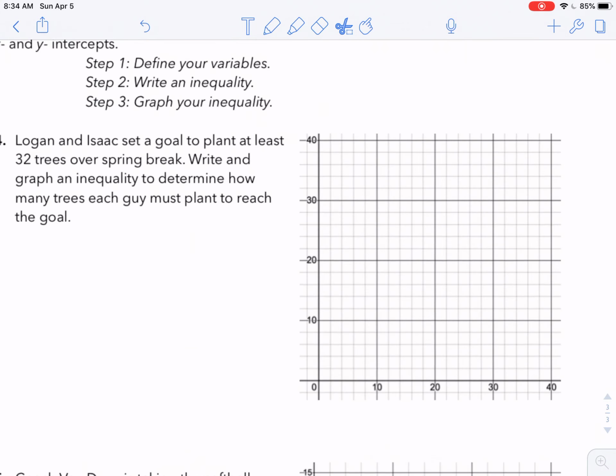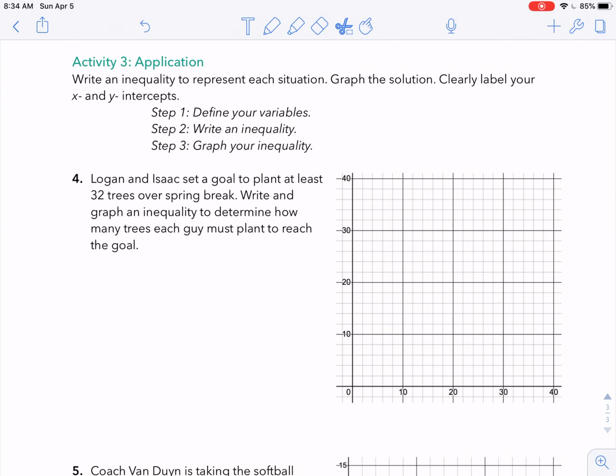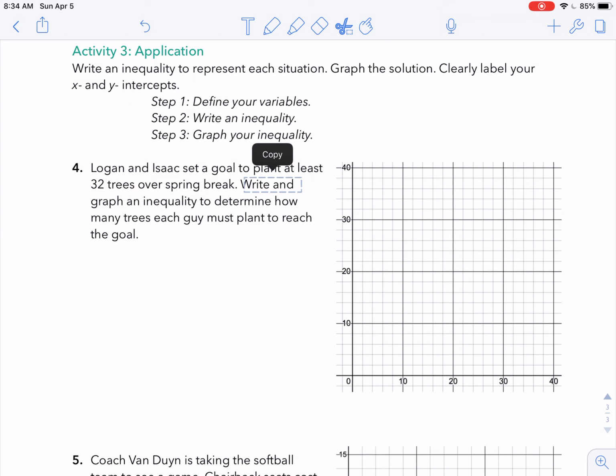So let's start with our first one. Logan and Isaac set a goal to plant at least 32 trees over spring break. Wow, good job, guys. That's so cool. Great idea. We're going to write and graph an inequality to determine how many trees each one of them should plant in order to reach their goal.